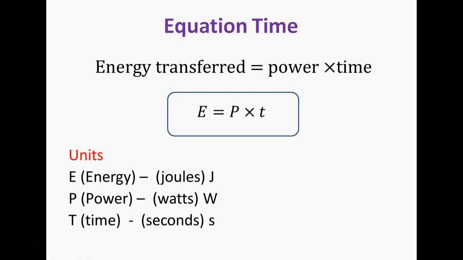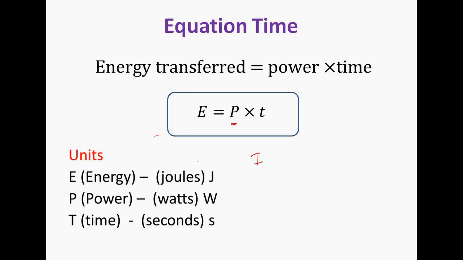So here we have the equation both in word and symbol form, where E is the energy measured in joules, P is the power measured in watts, where 1 watt is 1 joule per second, and T is the time in seconds. Now, here's another challenge for you. Let's say that you want to calculate the total energy transferred, but you don't actually know what the power is.